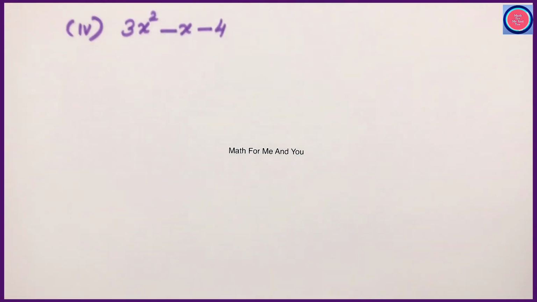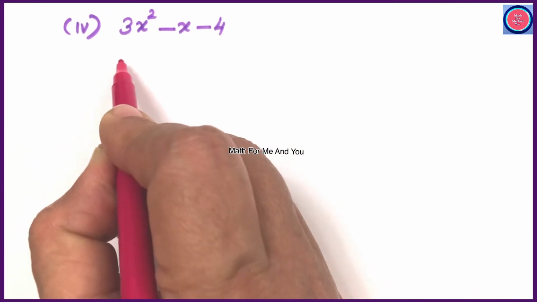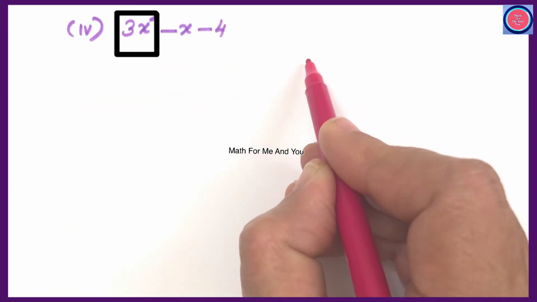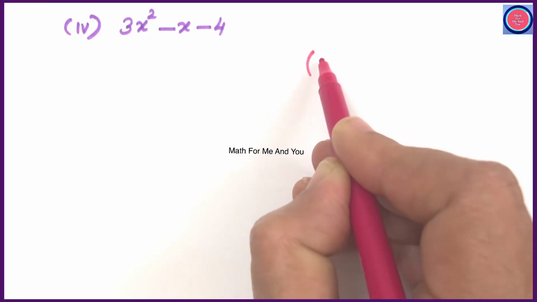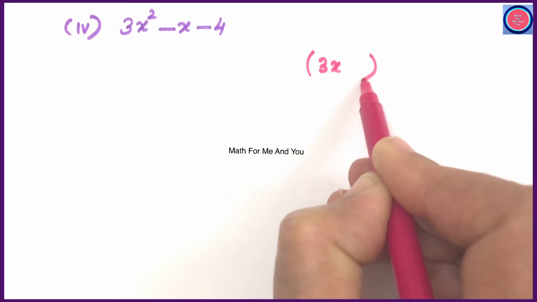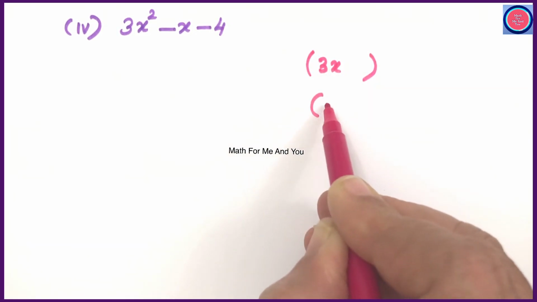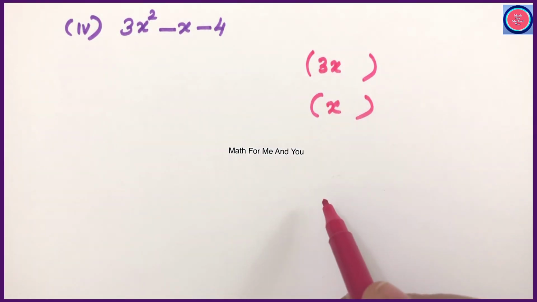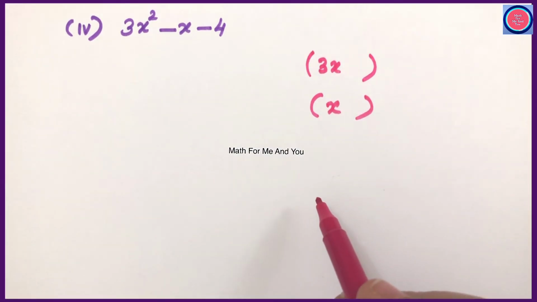Fourth polynomial is 3x square minus x minus 4. Here also we can split the middle term and factorize. What are the terms we use to split the middle term? For that, we start with the first term 3x square and the factors of 3x square are 3x and 1x. 1x means x. We keep 3x in the first bracket, x in the second bracket. Now we have to write numbers with 3x and 1x. What are the numbers we write?